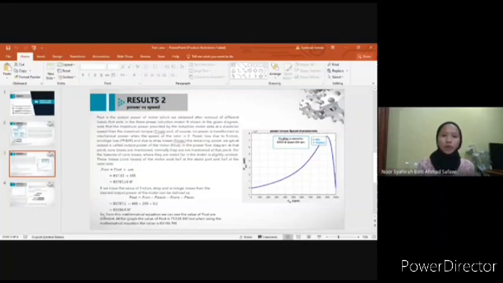Pout is the output power of the motor which we obtain after removal of different losses that exist in the three-phase induction motor. It's shown in the given diagram. Note that the maximum power provided by the induction motor exists at a different speed than the maximum torque Pmax, and of course no power is transformed to mechanical power when the speed of the rotor is 0. There are power losses due to friction, windage losses, and stray losses. The remaining power we get at the output is called the output power of the motor, Pout.